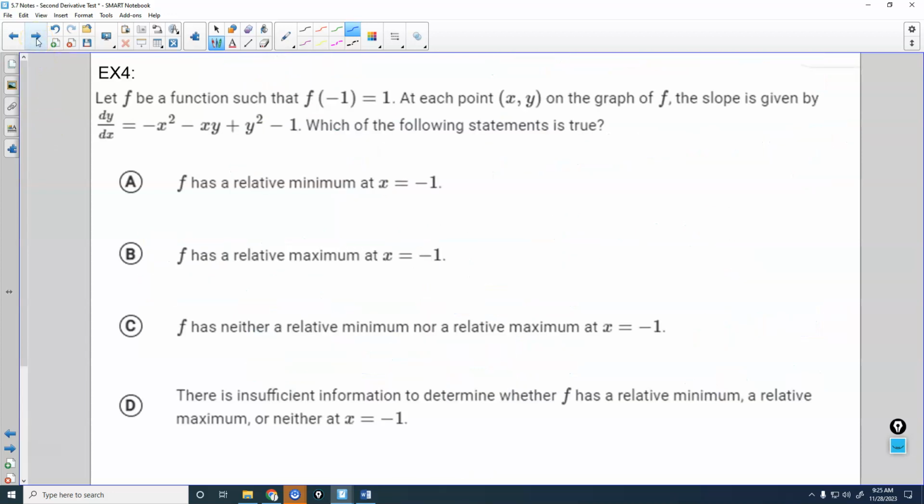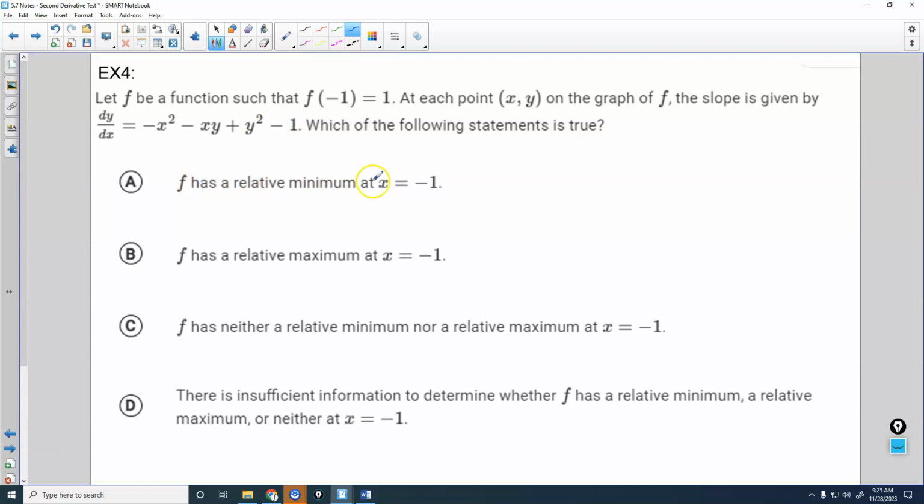Okay, so let's look at the reason that we have to learn this, because so far I've done nothing but tell you I don't like the second derivative test and that I would just use the first derivative test anyway. So let's look at example 4. Let f be a function such that f of negative 1 equals 1. At each point (x, y) on the graph, f has the slope given by this. Which of the following statements is true?